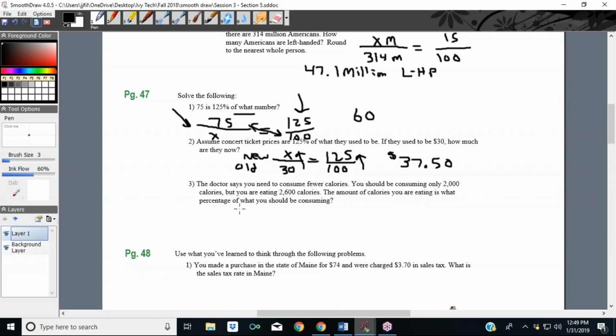All right, number 3, the doctor says you need to consume fewer calories. You should be consuming 2,000. You're currently eating 2,600. What percentage is that? So again, the old value is going to go on the bottom, 2,000, the 100%. What are you actually consuming? 2,600. And you know that the percent should be more than 100 because the higher number is on top. 2,600 times 100 divided by 2,000. And I got fast fingers in the chat, so the answer is 130%.